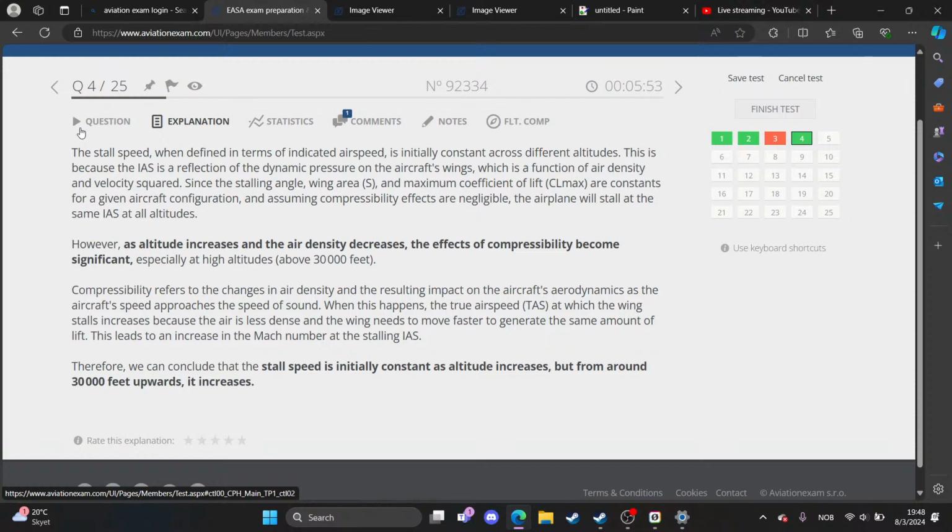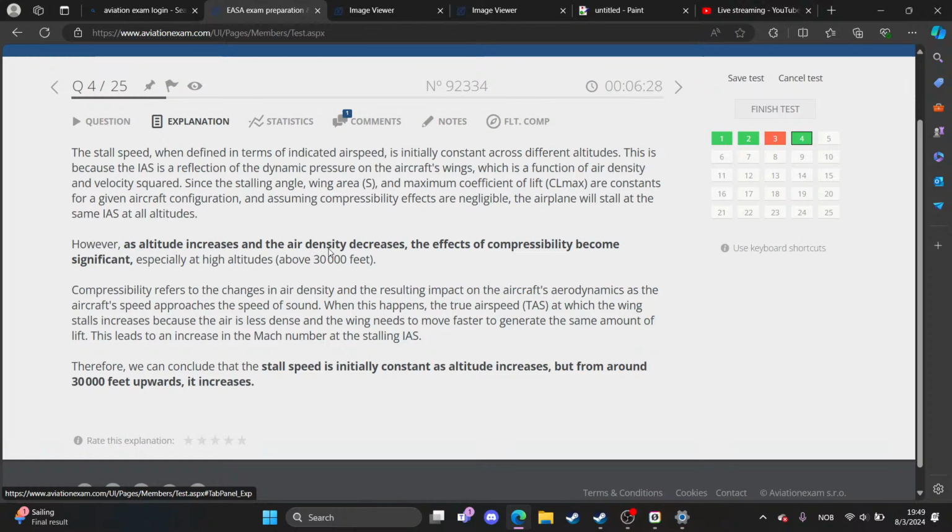Just quickly check the explanation. It's because the effect becomes significant, especially at 30,000 feet. Stall speed, define a term. This is because lift is a function of air density and velocity squared. Since the stalling angle, wing area, and maximum coefficient of lift are constant for a given airplane, the airplane will stall at the same indicated airspeed at all altitudes.